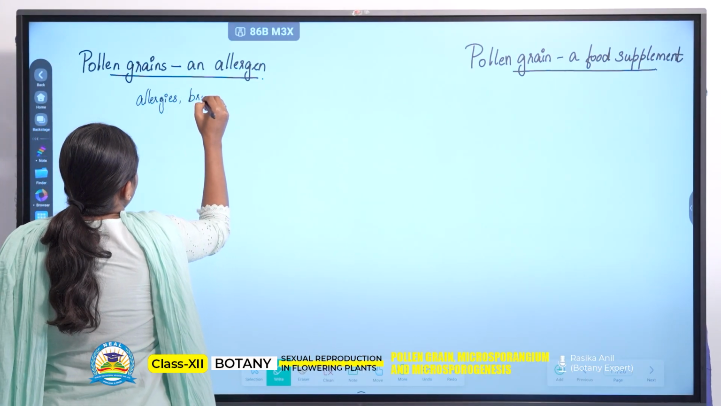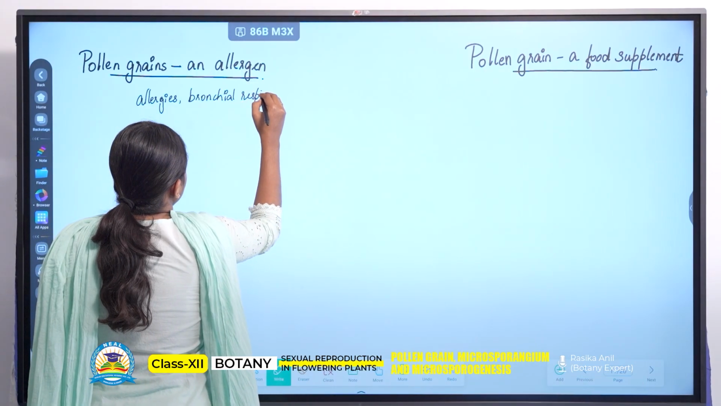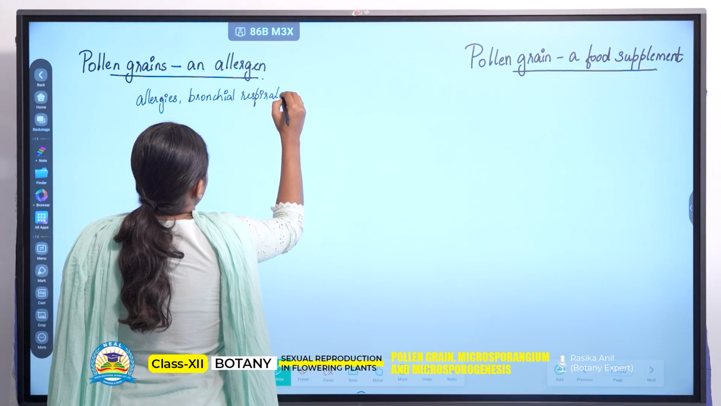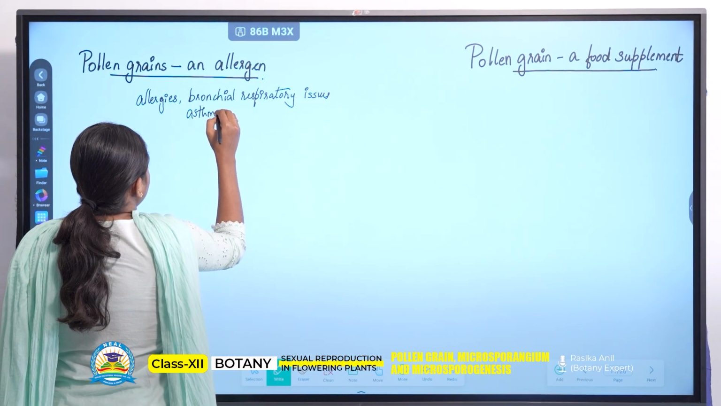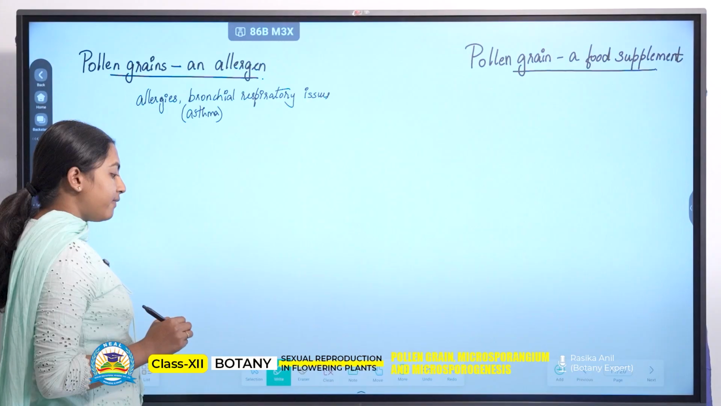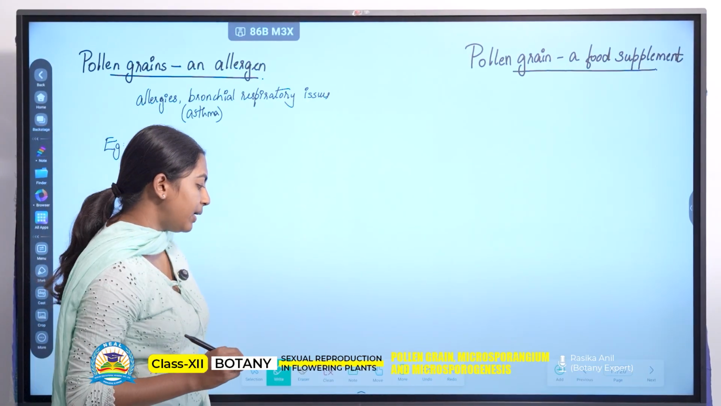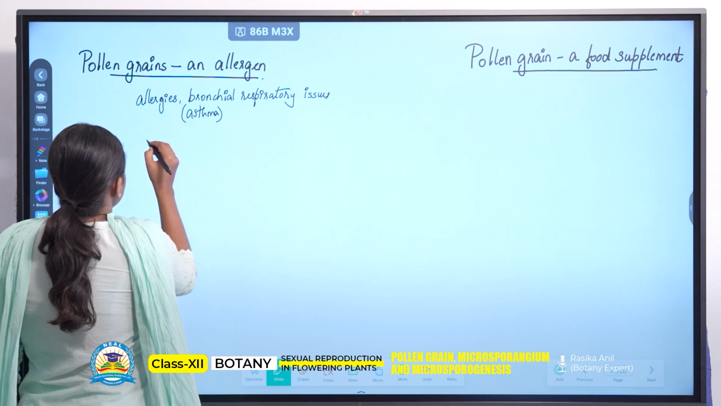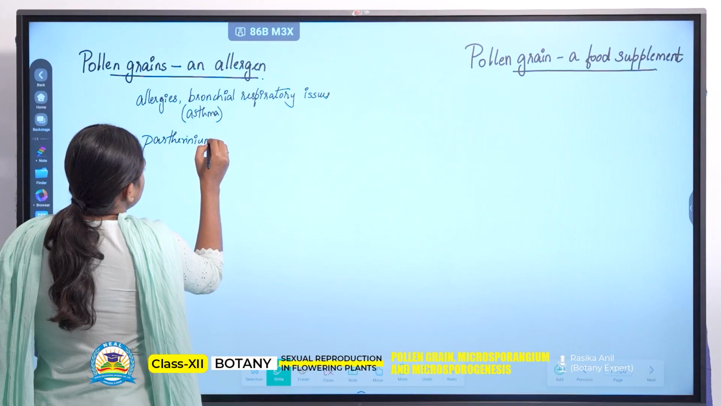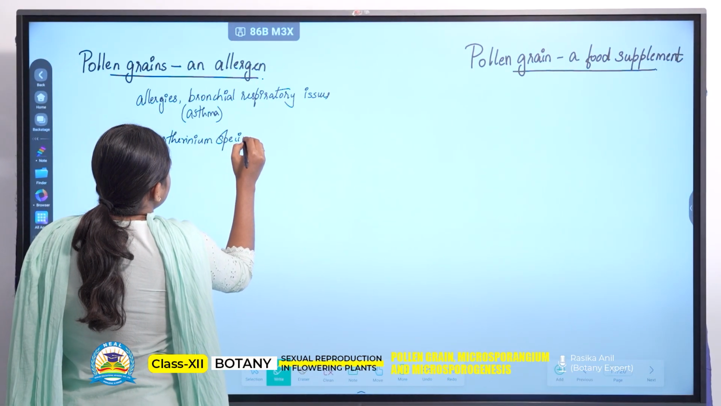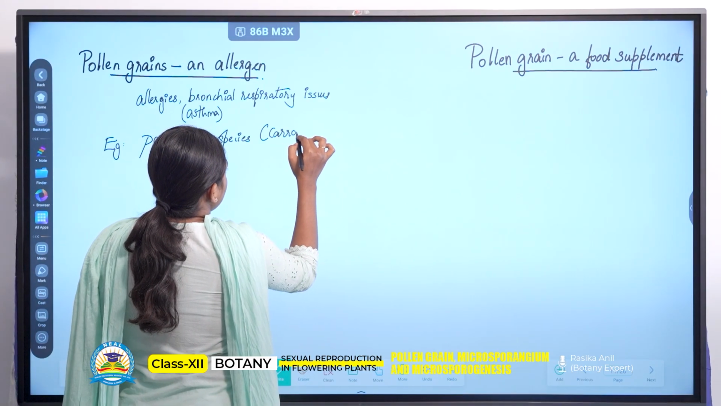It can cause bronchial and respiratory issues like asthma. It can be caused by pollen grains, right? One example that is given in your textbook is a species called Parthenium, right? What is that? This Parthenium species, the common name is carrot grass.